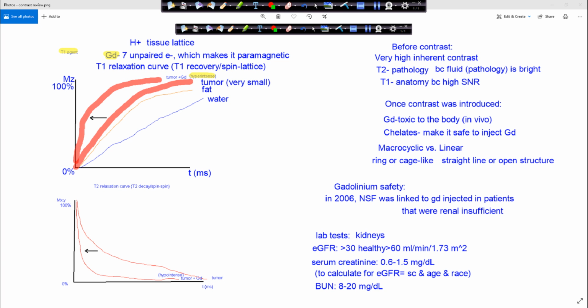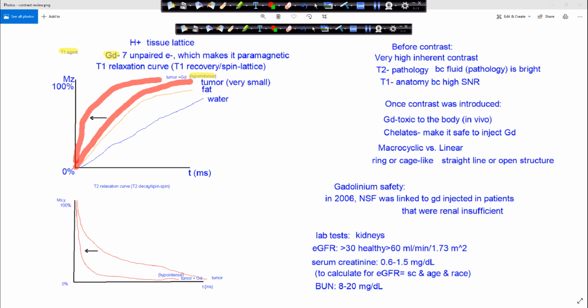EGFR. You get your estimated glomerular filtration rate by factoring in your serum creatinine, the race, the ethnicity, and the age of the patient. You usually plug it into a formula. You can find that EGFR formula just by typing it into Google. What is a concerning EGFR? Below 30. Equal or below 30. So if you're right at 30, that would be concerning too.